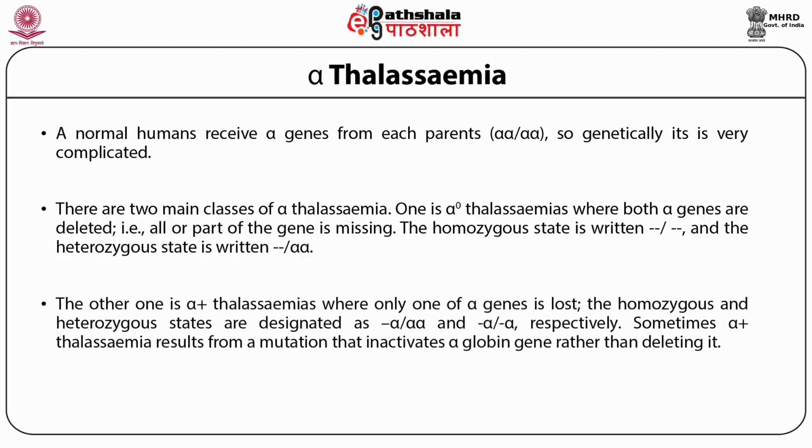The other one is alpha-plus thalassemia, where only one of the alpha genes is lost. The heterozygous and homozygous states are designated as minus alpha slash alpha alpha and minus alpha slash minus alpha respectively. Sometimes alpha-plus thalassemia results from a mutation that inactivates alpha globin genes rather than deleting them. In this case, the heterozygous state is written as alpha T alpha slash alpha alpha.